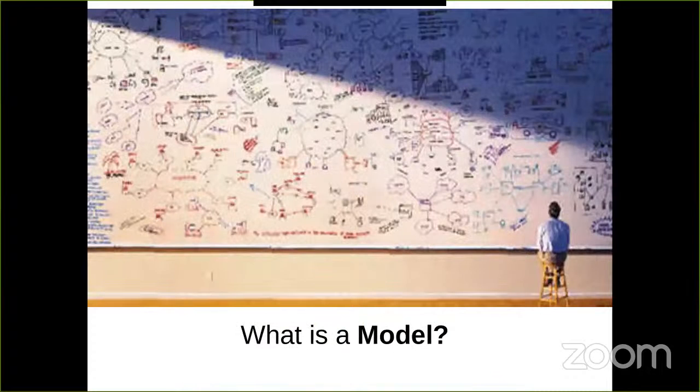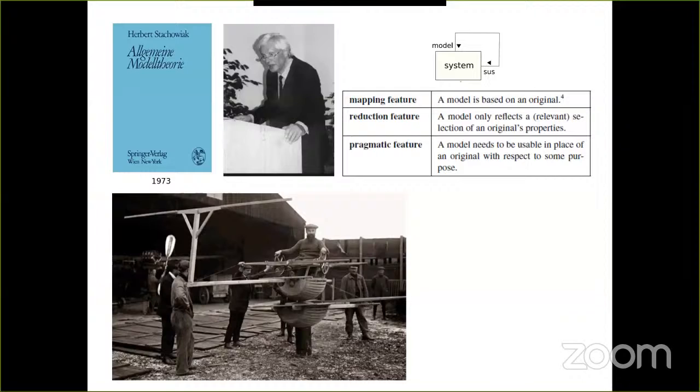Okay, now it's all very well to talk about multi-paradigm modeling. Maybe we should first agree on what a model is. Well, there are a number of science philosophers, such as Herbert Stachowiak, a German researcher, who in his book about general model theory from 1973 says a model is something which must satisfy the mapping feature. It must be based on an original.